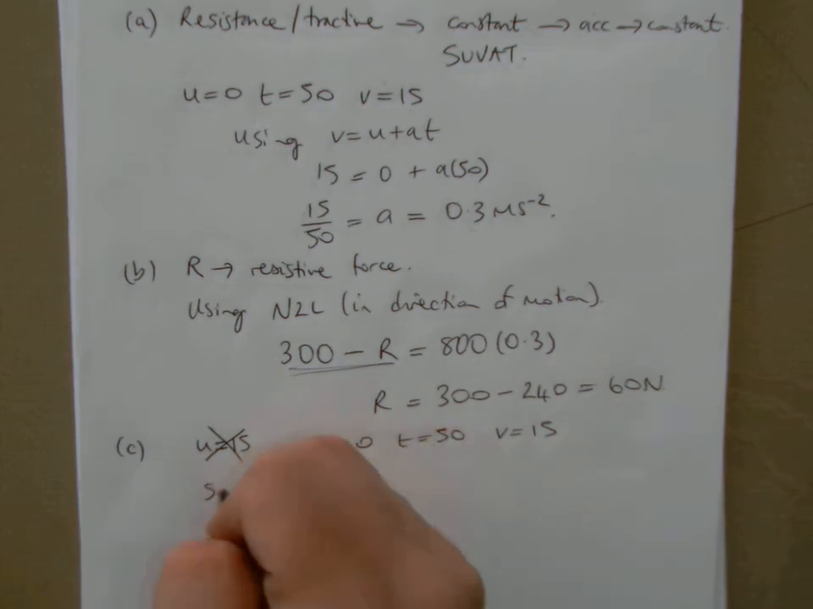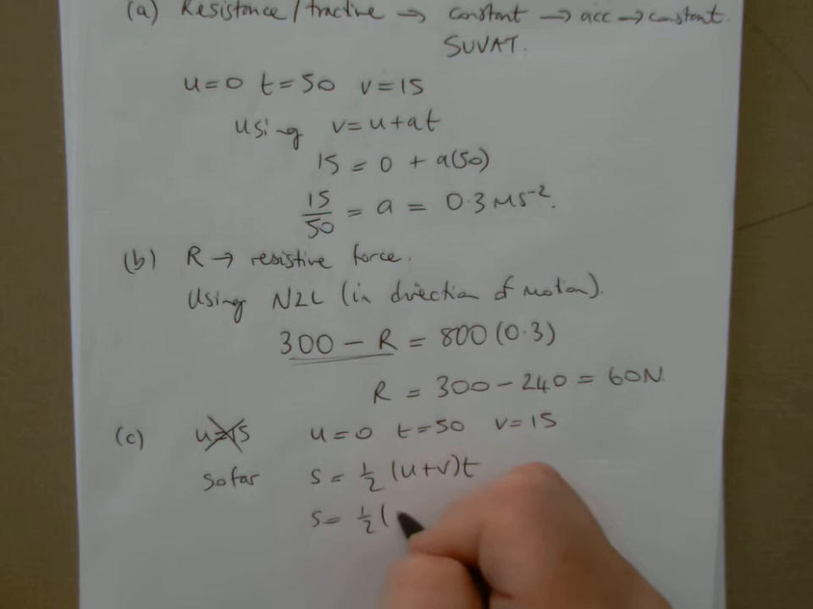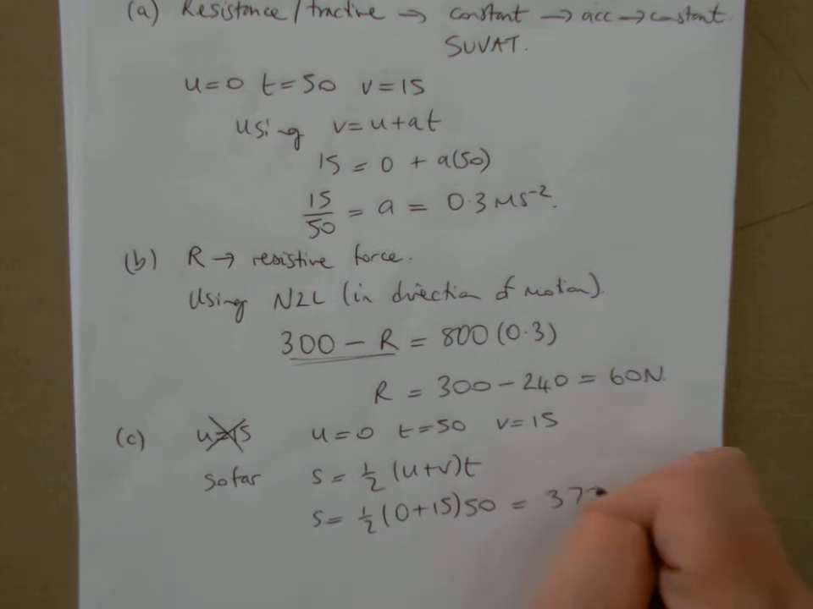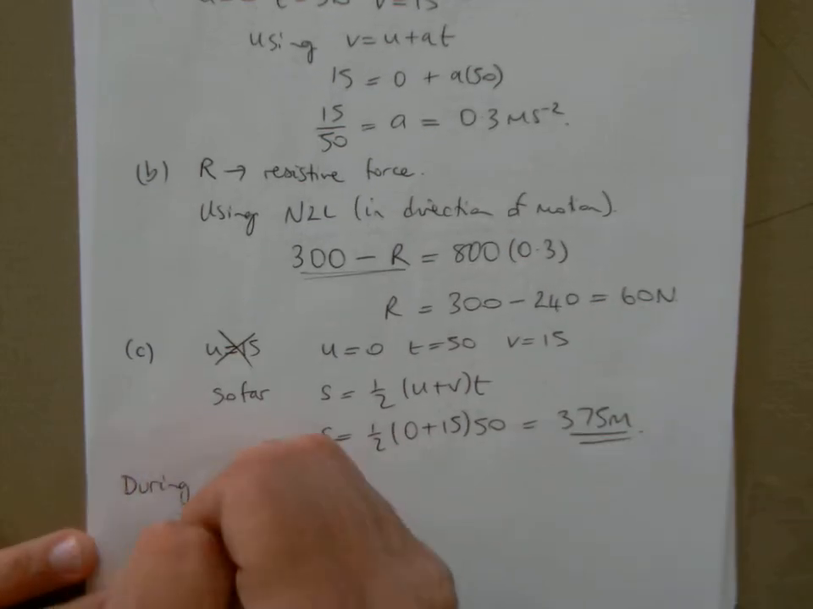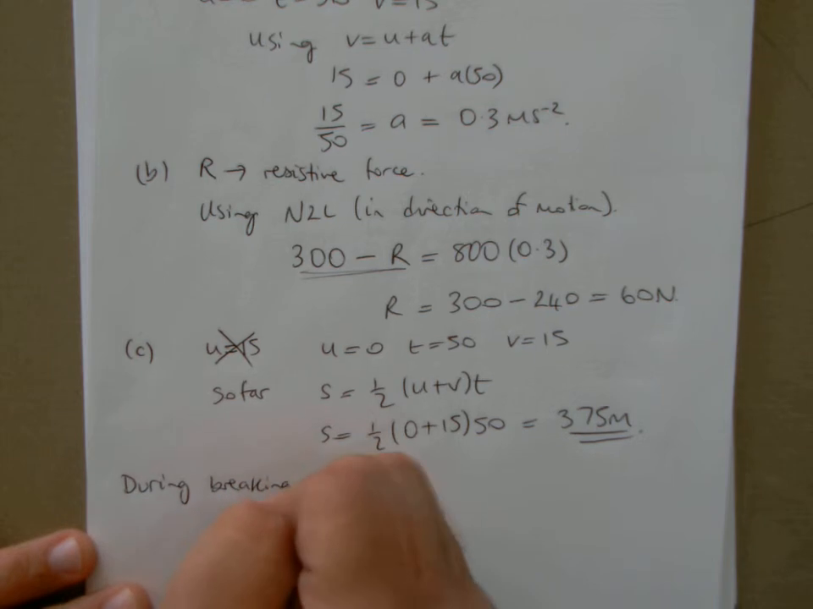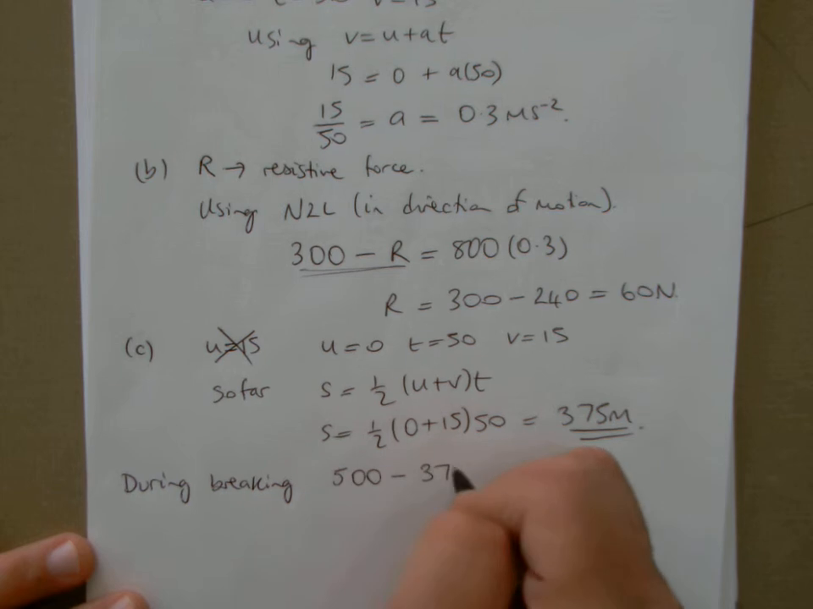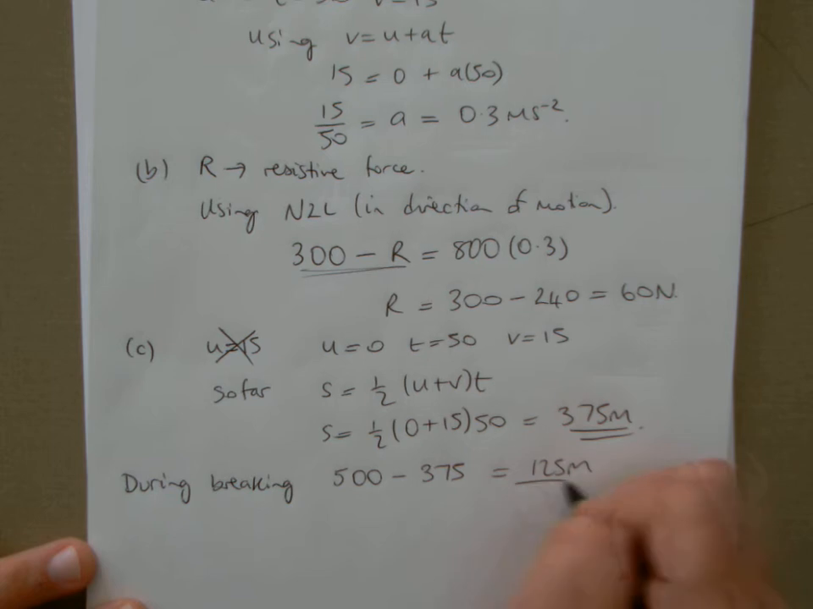So far, the distance s, using half (u plus v) t, that would be half (0 plus 15) times time, which is 50, so you work that out in your calculator. It's travelled 375 meters. During braking then, it travels a further distance, so that its whole journey is 500, so it travels 125 meters.